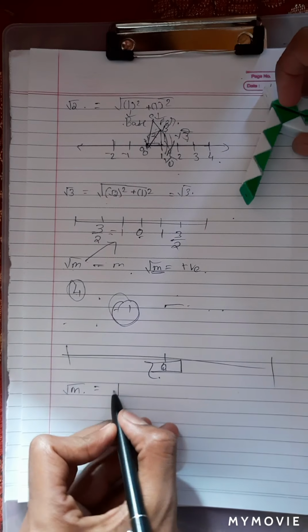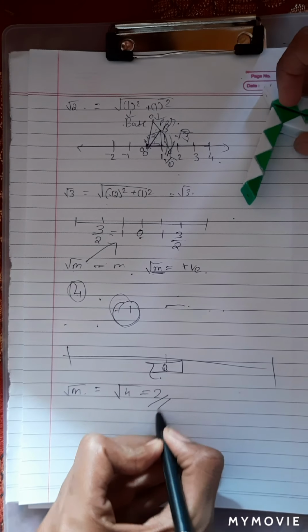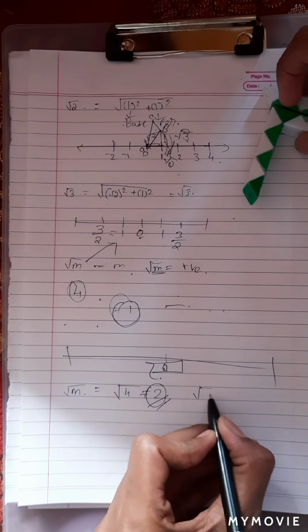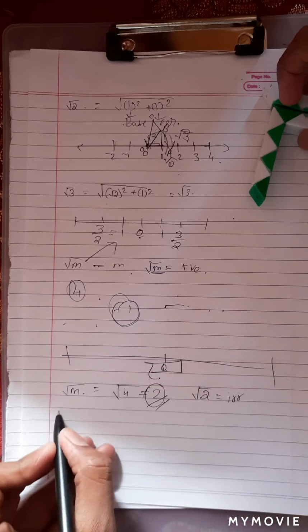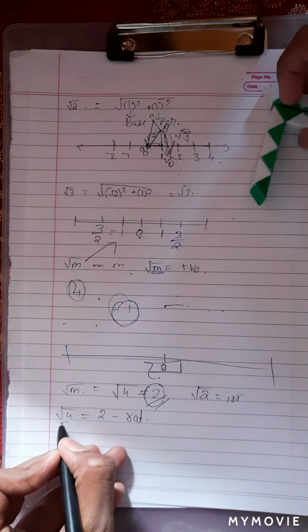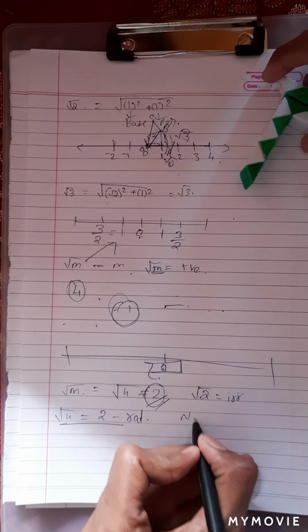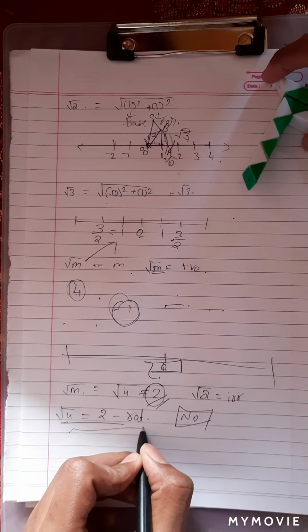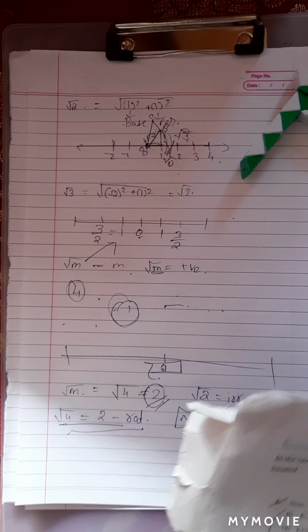So it is false. As you know, under root 4 is 2, which is a rational number and not an irrational number. Under root 2 is an irrational number, and under root 4 equals 2, which is a rational number. So this is the example, and the reason is no, as under root 4 is a rational number. So this was the explanation for that.